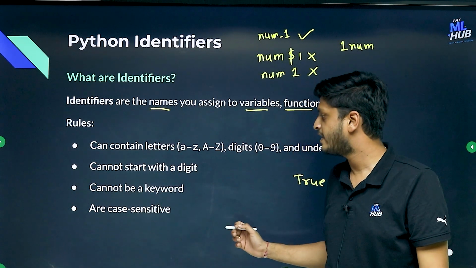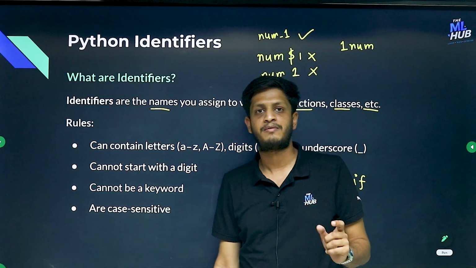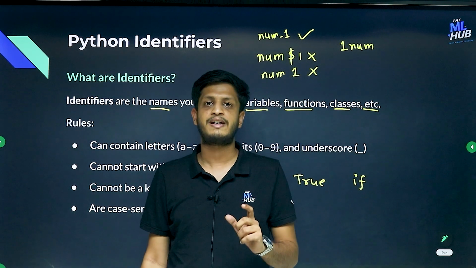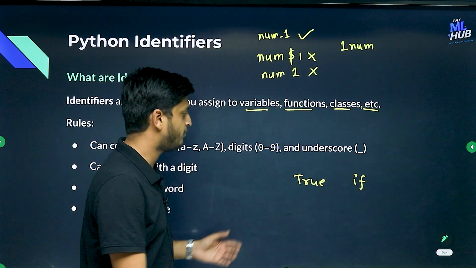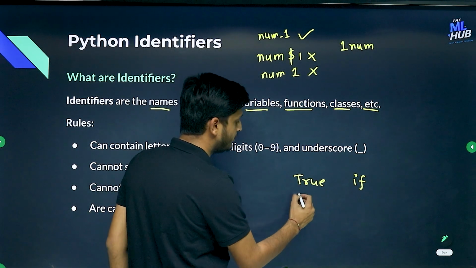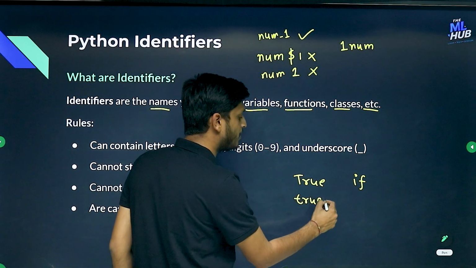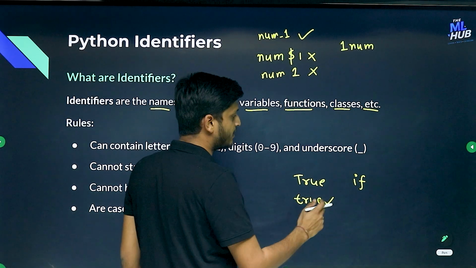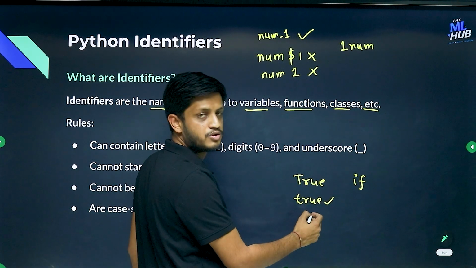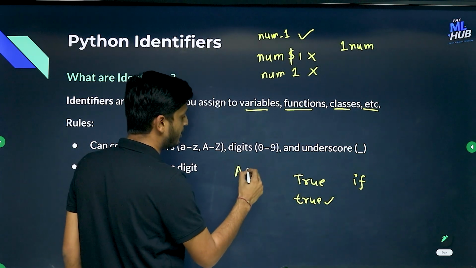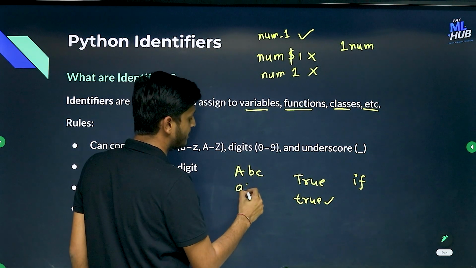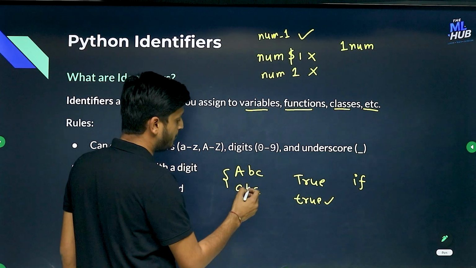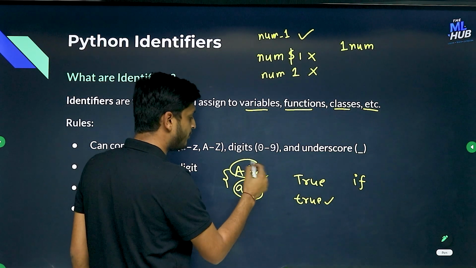Okay. Next is, they are case sensitive. Python is a case sensitive programming language. It means that uppercase and lowercase are different. So if this is a keyword, True, then this is not a keyword. This can be used as an identifier. So they are case sensitive. Like this True is different from this true. And similarly, if you name a variable as ABC and name another variable as abc, these two are different. So be mindful, if you are naming a variable like this, it will be a different variable.